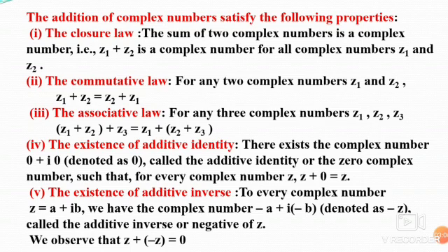Commutative law. z1 plus z2 equal to z2 plus z1. What is associative law? If you take three complex numbers, z1 plus z2 plus z3 equal to z1 plus of z2 plus z3.